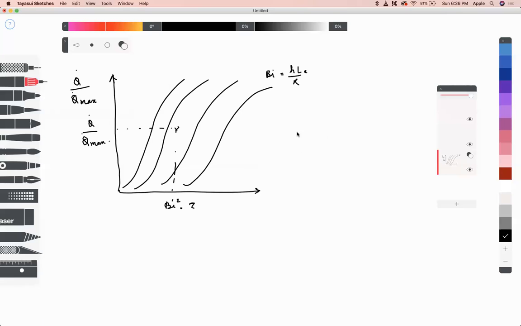And Q max is the maximum possible, so it's just like the lump system. Q max will be m Cp (Ti minus T infinity). If you do that, you can easily calculate Q max, and this is the same. It doesn't matter whether it is a sphere or cylinder. M, definitely you have to write it as density into volume, right? You can easily calculate what is the actual heat transfer. Here, this is the actual heat transfer, and this is the maximum possible heat transfer. So if you have this data, then you can easily calculate it.